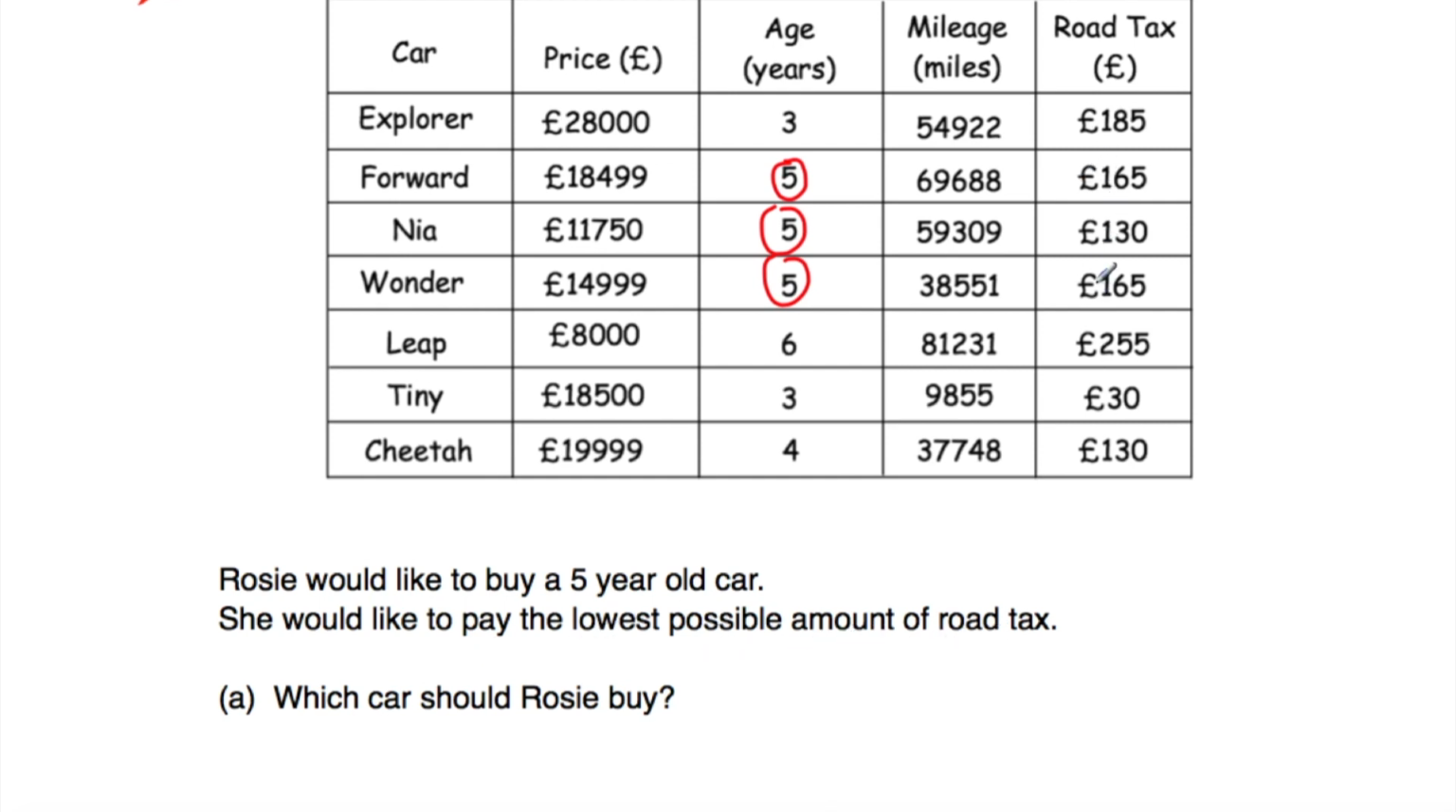If we have a look at the road tax, the lowest possible amount, so we've got £165, £130, or £165. So she wants to pay the lowest amount of road tax. That's going to be this one.